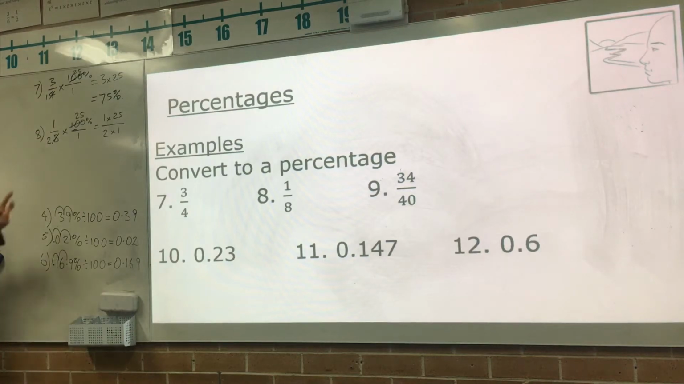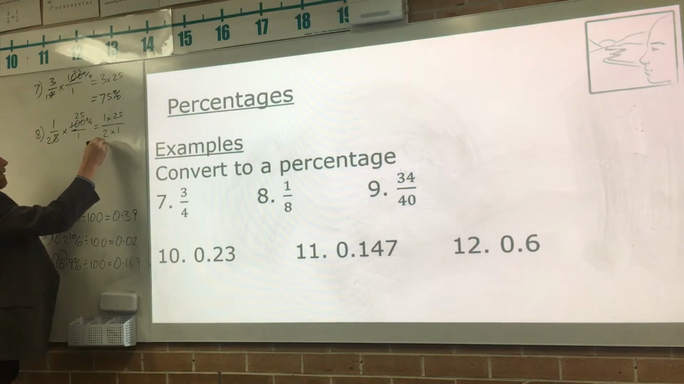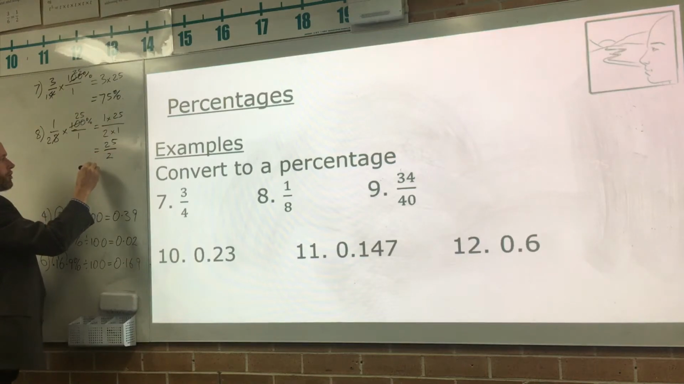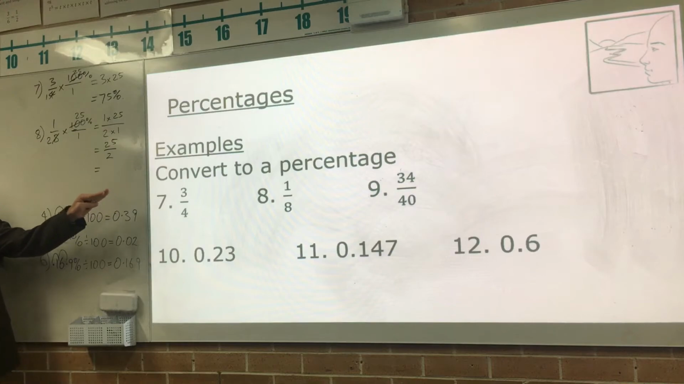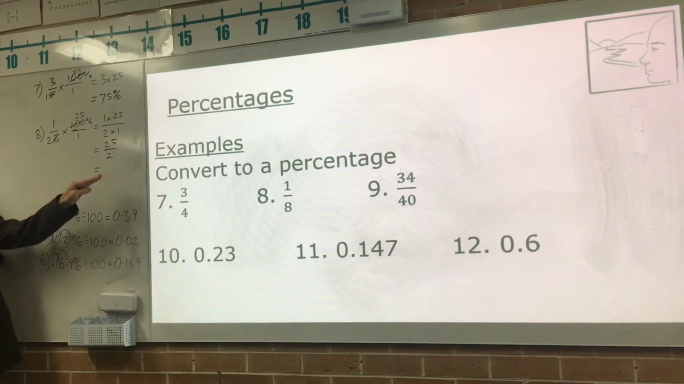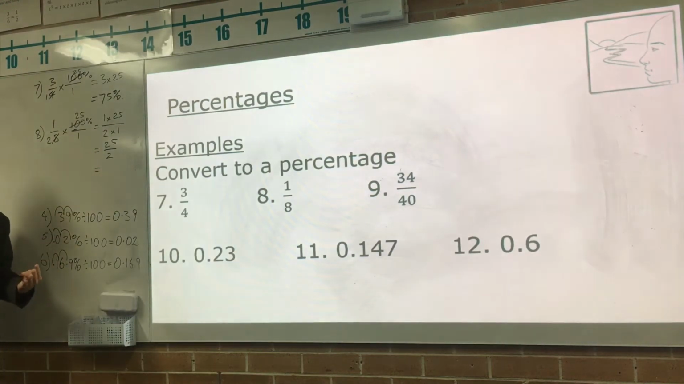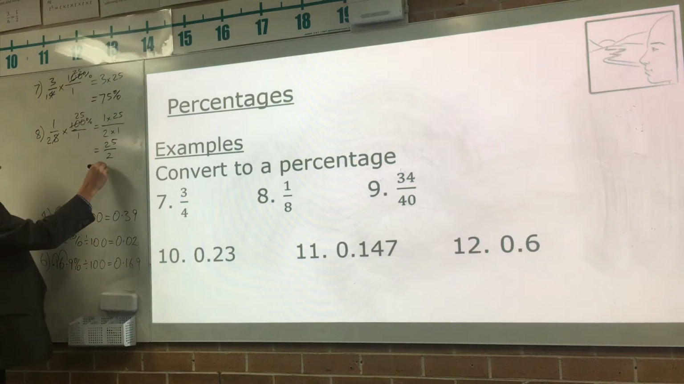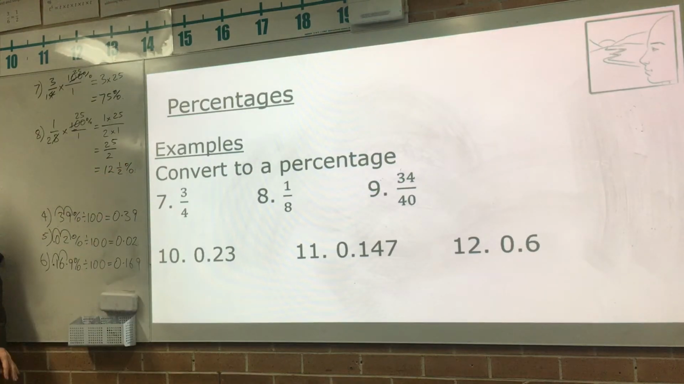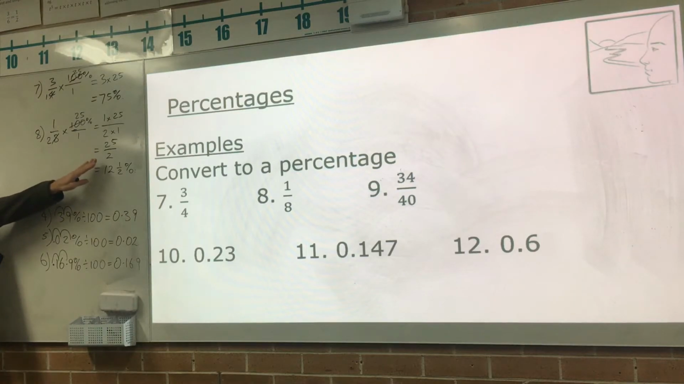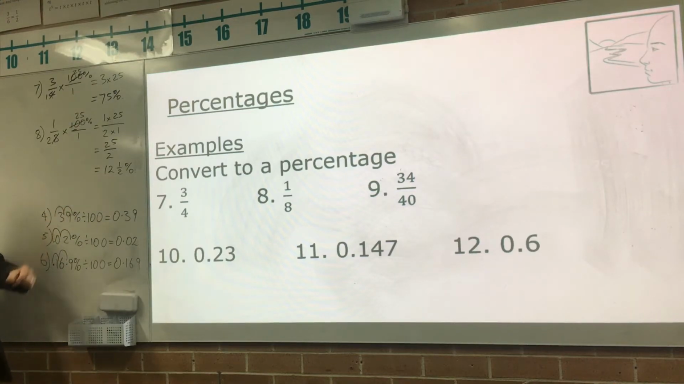Okay, now, so what I've actually got, if I simplify that, I've got 25 over 2. It's not going to be a whole number at this point. 25 divided by 2 actually leads us away from an integer towards a decimal. And you've got 12.5%. Okay? Because 25 divided by 2 is 12.5. All right, let's keep going.